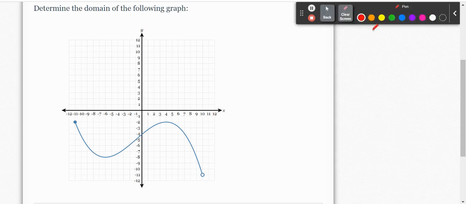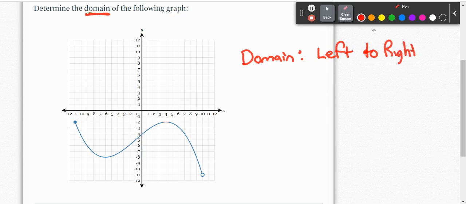All right, when we're doing domain and range, first of all, domain in this problem is understood to be how far left to right the graph goes. So it's how far the graph goes left to right, and then we either use parentheses or brackets depending on the context of the problem.